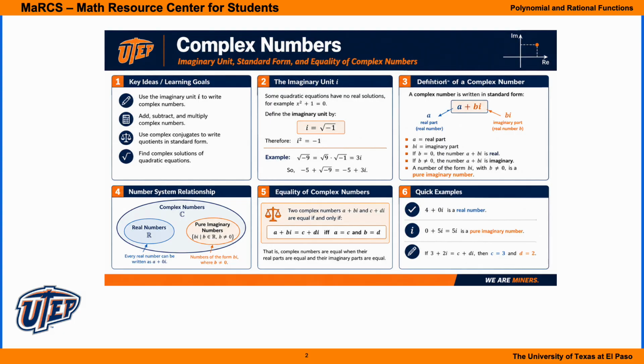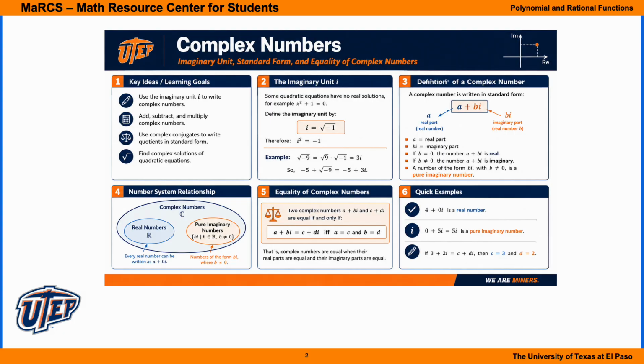So now for our number system relationship. All real numbers are part of the complex numbers because every real number can be written as a plus 0i. Then we have pure imaginary numbers, so the numbers without a real part, and those are also part of the complex numbers. So those numbers are of the form b times i, where b is not equal to 0. So now two complex numbers, a plus bi and c plus di, are equal if and only if a is equal to c, so their real parts are equal, and b is equal to d, their imaginary parts are equal.